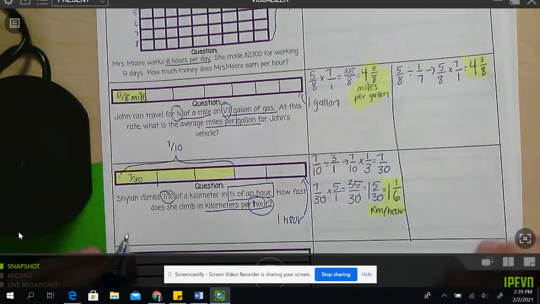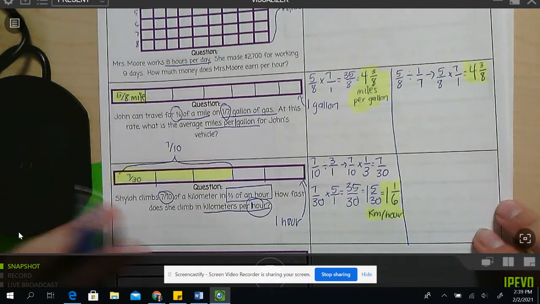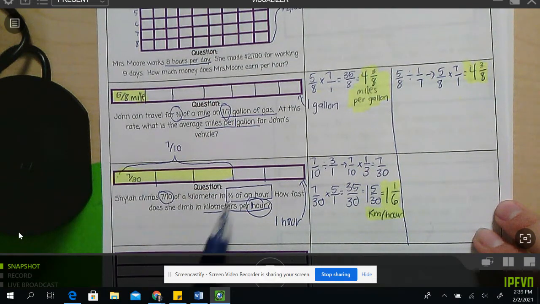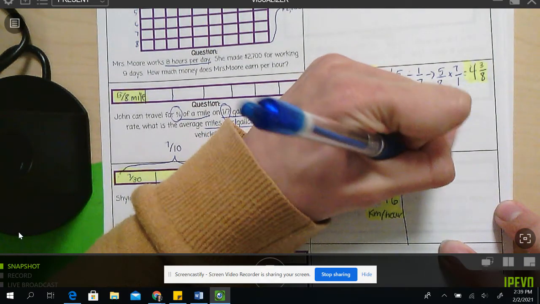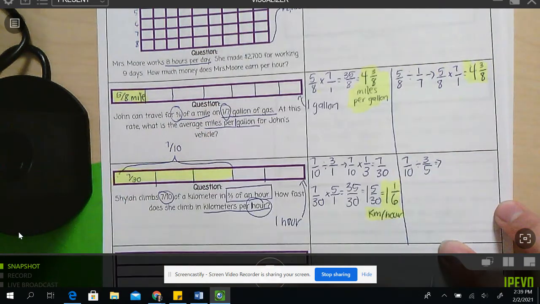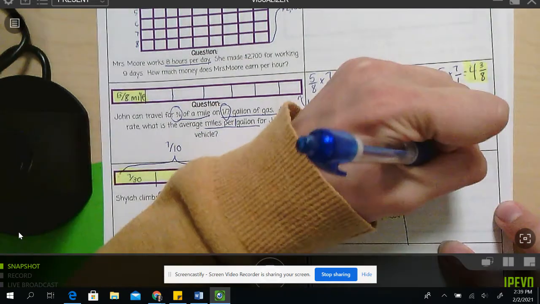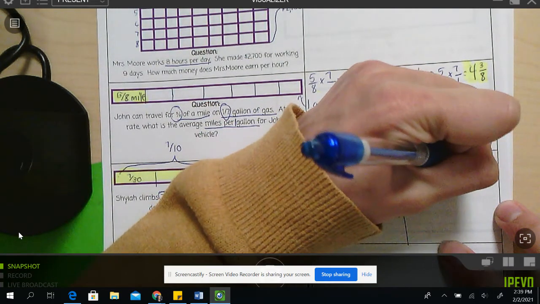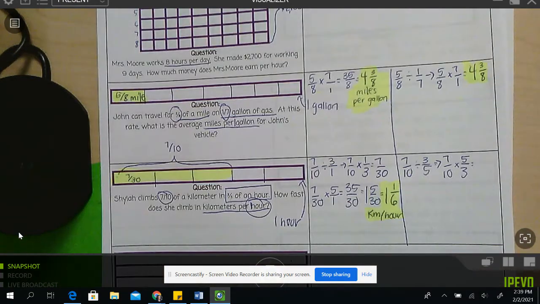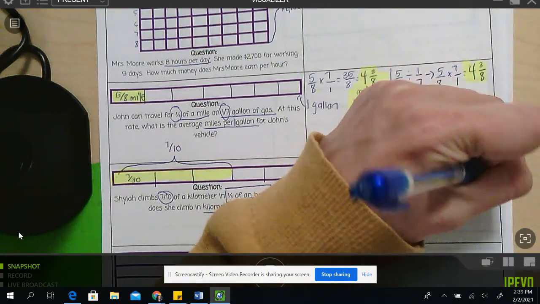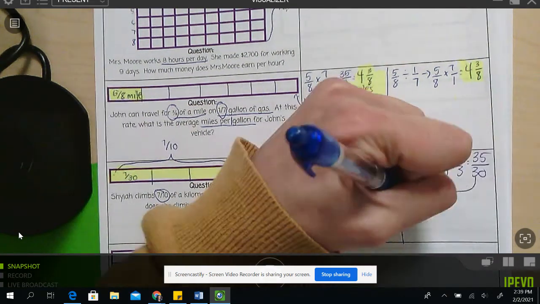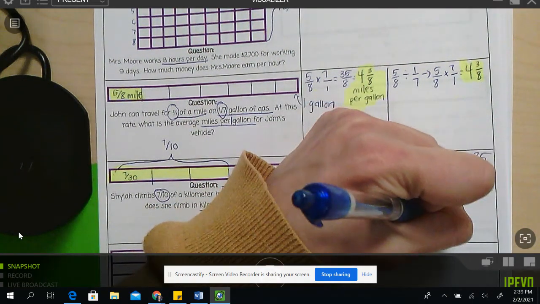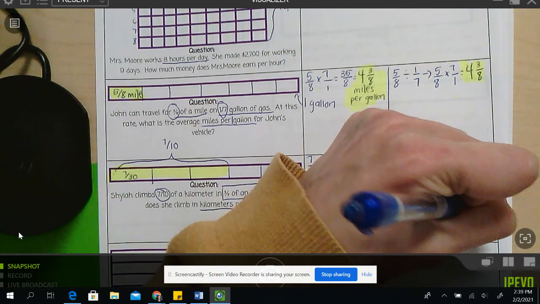Now, the reason I had you working it 2 ways before is let's see what would happen if we just did 7/10 divided by 3/5. If we do keep, change, flip, we're going to have 7/10 times 5/3. Well, 7 times 5 is 35. 10 times 3 is 30. And you can see, based on what we've already done, 35/30 simplifies to 1 and 1/6 kilometers per hour.